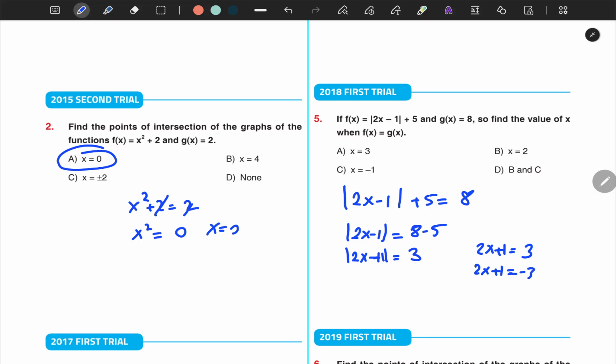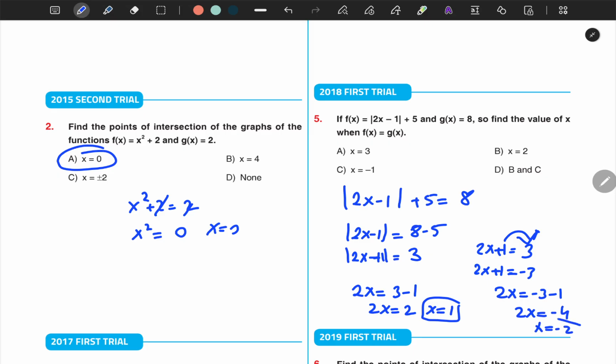Why? Because of the absolute value. Can I move to the other side? 2x. If I move to the other side, what will be, guys? 3 minus 1. 2x is equal to 2. x equal to 1. Move to the other side. 2x equal to negative 3 minus 1. 2x equal to negative 4. x equal to negative 2. Here I have 2 options. When we look at the options, negative 2 we don't have, only we have negative 1. That's it.